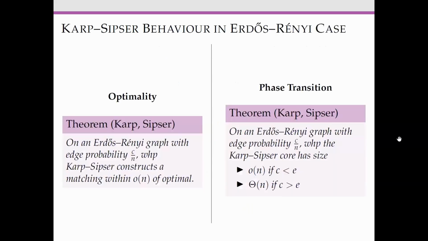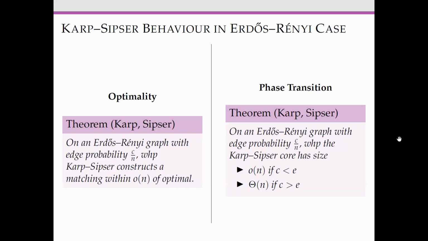Okay, so Karp and Sipser analyzed this algorithm and gave these two nice results. They proved that with high probability, it constructs a matching that's o(n) off from the biggest matching in the graph. And this little o(n) is meaningful because the maximum matching is of order n in this setting.